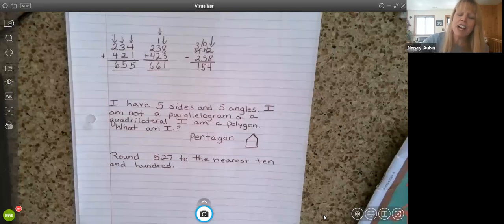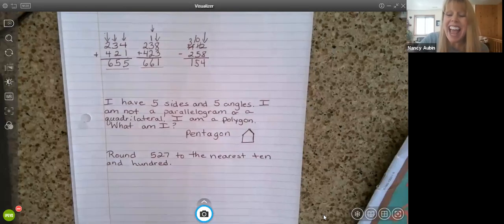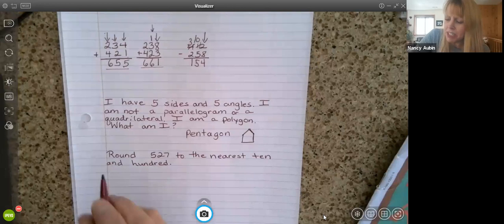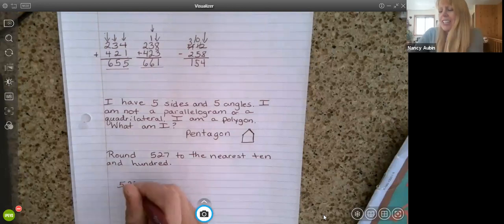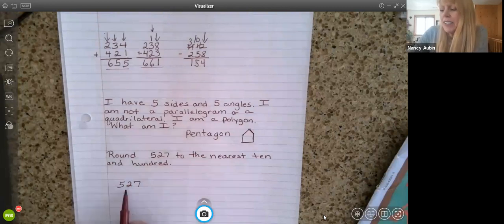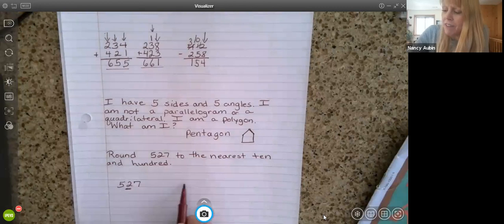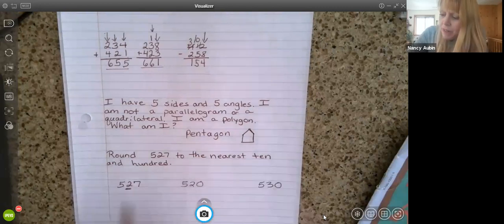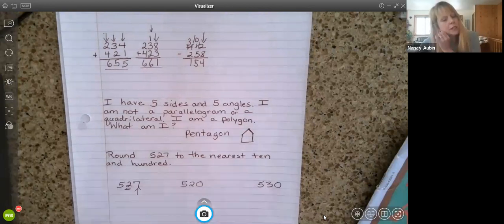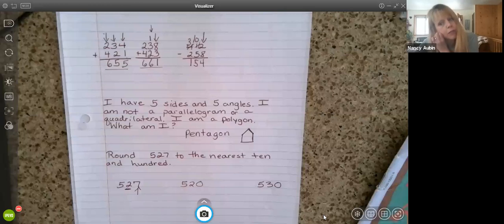Okay, round 527 to the nearest 10 and 100. So let's start with the nearest 10. If we're looking at 527, the tens place is 20. So the number is going to be between 520 and 530. You have to look at the digit in the ones place. It's a 7. Am I going to round that to 520 or 530, Mr. Westwood? What do you think?